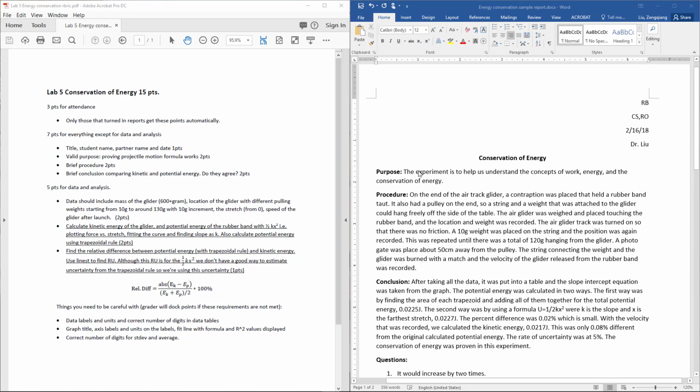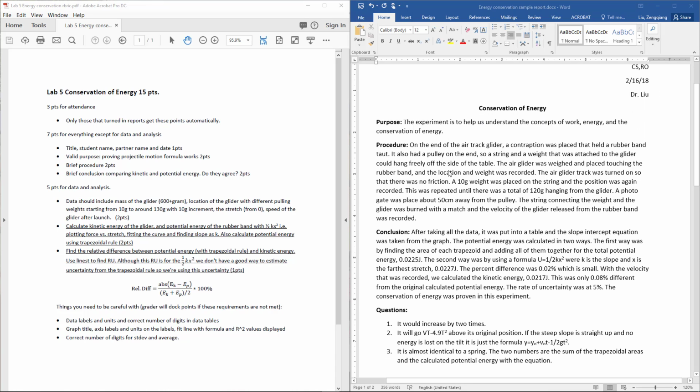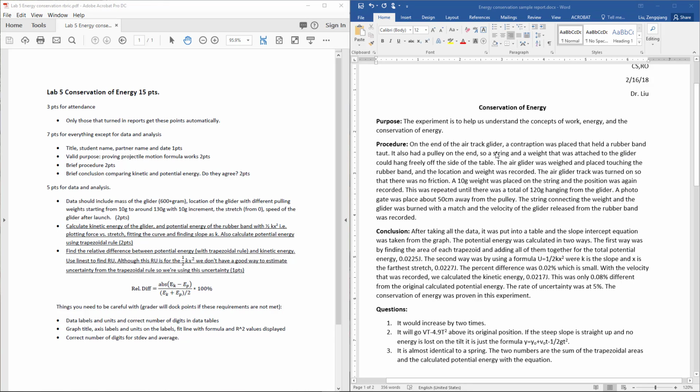Let's take a look at the purpose. "Experiment to help understand the concept of work, energy, and conservation of energy." Okay, it's all right. It's not really the best. We're trying to prove energy is conserved by comparing potential energy and kinetic energy. So this is not exactly hitting that point. And for valid purpose, I might take half a point off because it's not really exactly what I was looking for.